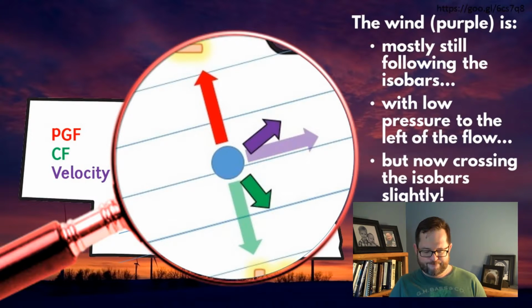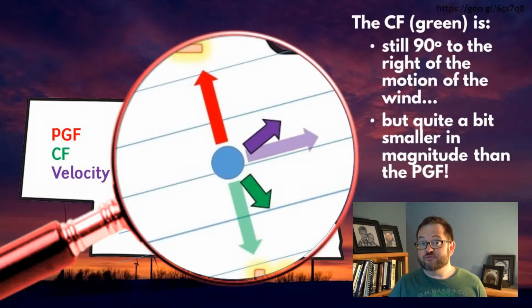And notice that the Coriolis force vector, which is that green one there, again, you can see how it's different from when it was geostrophic by looking at that faint green one that's in there. I mean, it's still 90 degrees to the right of the motion of the wind. I just had to turn it just like I turned the wind. But notice it's a lot smaller than it was under geostrophic conditions, and that new Coriolis force vector is a whole lot shorter than that pressure gradient force vector, the red one.